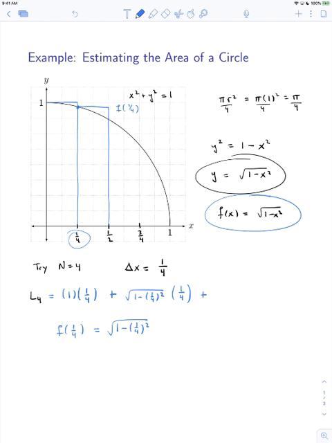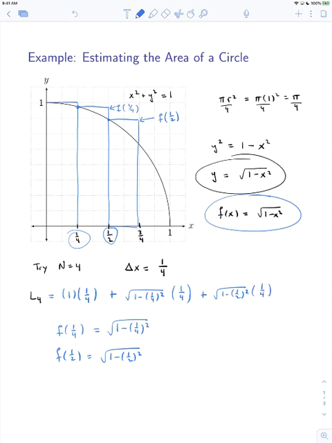Plus, there are a total of 4 intervals, so I need 4 terms. The next interval goes from 1/2 to 3/4. I use the left endpoint, which is 1/2, and that intersects the curve right here. That determines the height of the rectangle. So again, to find the height of this rectangle, I just evaluate f at the left endpoint. F at 1/2 is equal to the square root of 1 minus 1/2 squared. So I add that in. Square root of 1 minus 1/2 squared, and again this is times 1/4.